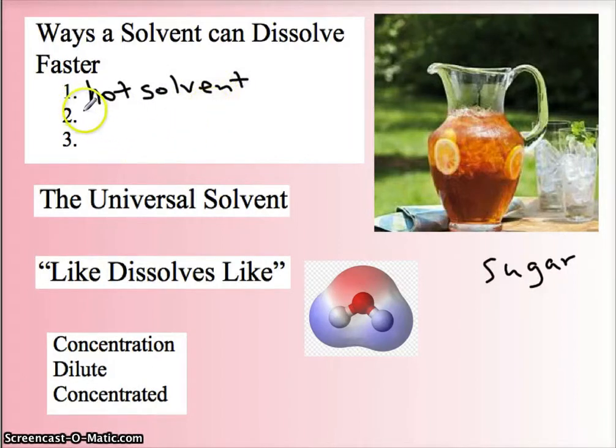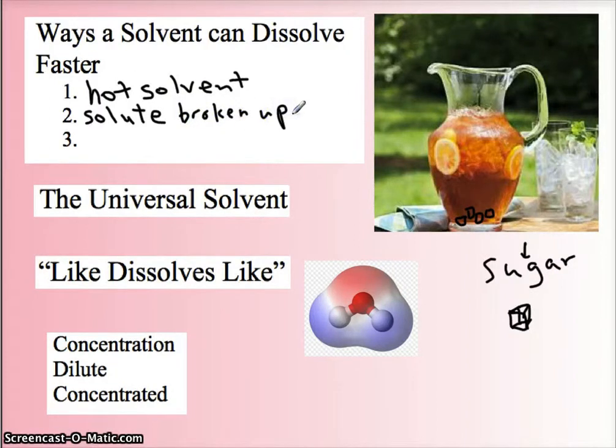Another way is if the solute is broken into many pieces. For example, if you were to have just a sugar cube, and drop it in the bottom here, even if you had several sugar cubes and started stirring it up a lot, it would not dissolve as fast as if you had the sprinkled sugar on it. If the solute is broken up, then it just dissolves faster.